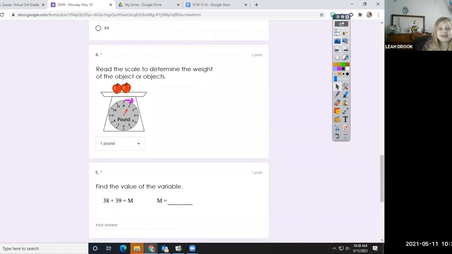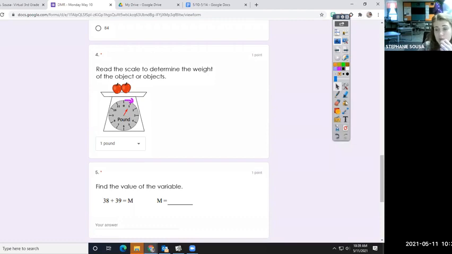If people did choose that, wow, because we've been learning about pounds this whole time.